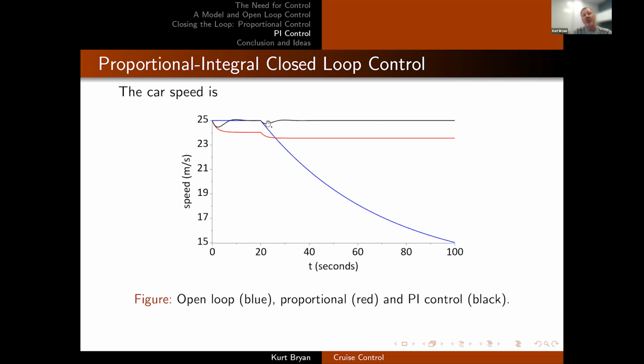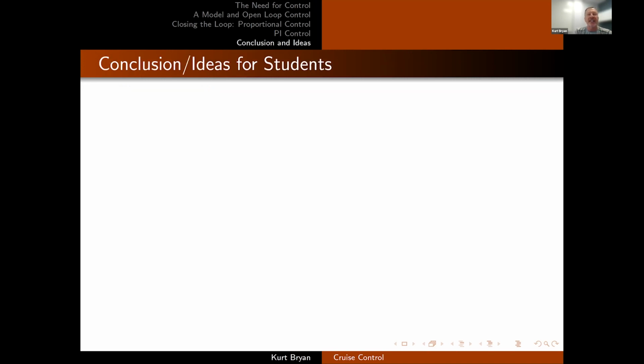Now look at what happens at time 20 when that 500 Newton headwind hits. The proportional control in red dips, but recognizes it needs more throttle. It applies it, but it doesn't bring it back to 25. PI control does. It dips and begins applying more throttle and stabilizes again at 25 meters per second. PI control does exactly what you hoped control theory would do for you in this situation. So this is all a beautiful application of the Laplace transform, where they can solve that integral differential equation that otherwise they wouldn't know how to touch.